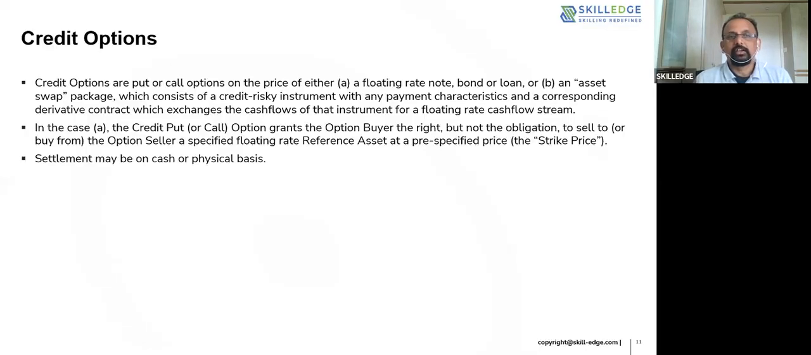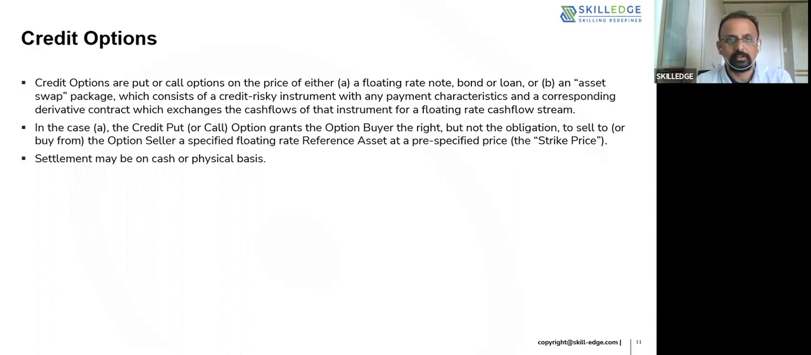So let's discuss credit options briefly. We know now what an options contract is, right? So credit options can be either put or call options. Put meaning I have a right to deliver something if it works in my favor. A call means I have a right to call for something, or for you to do something for me, in case it works in my favor. If it doesn't work in my favor, I'll let the option expire. I'll not exercise the option. That's all. So it could be a floating rate note, bond or loan, right?